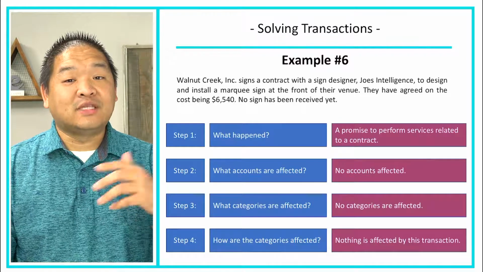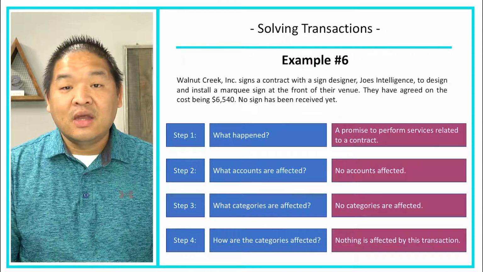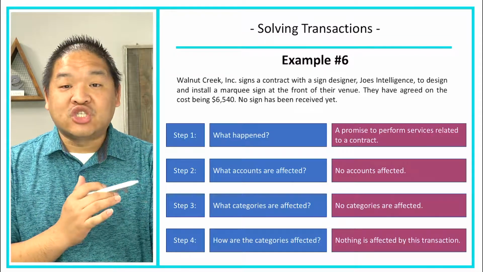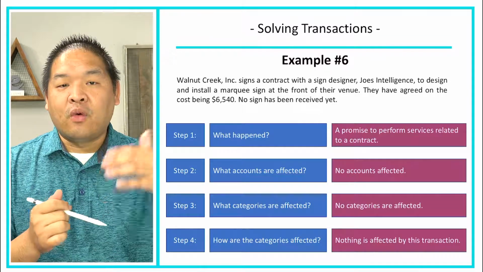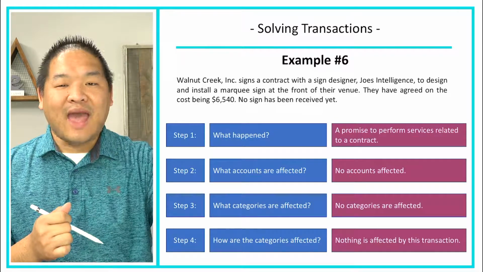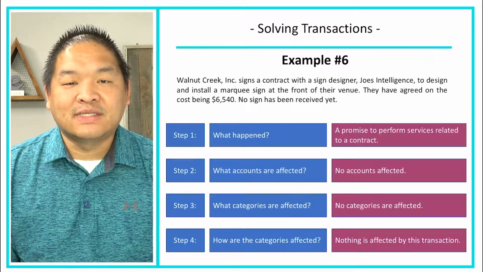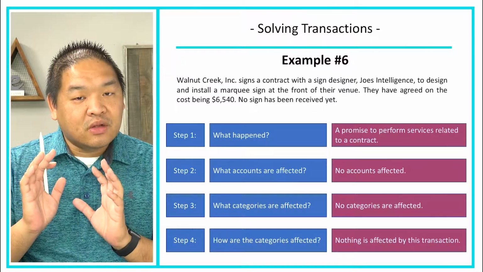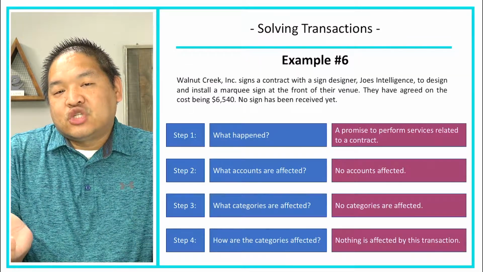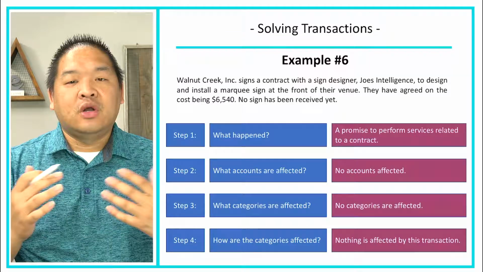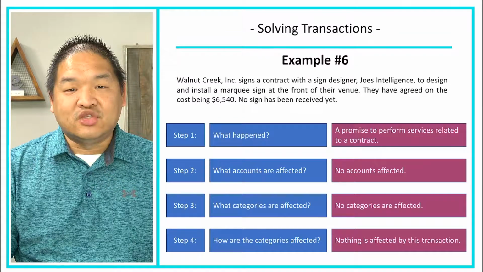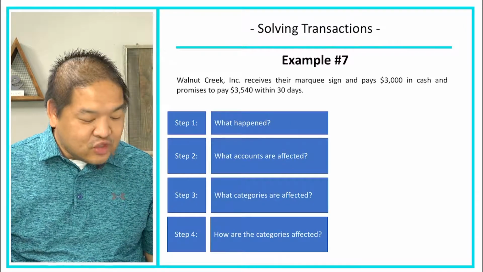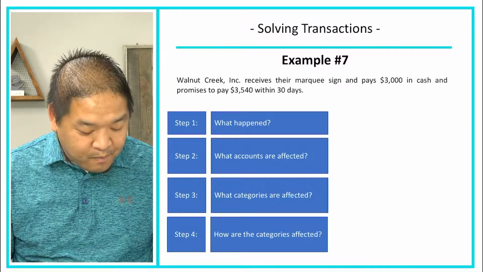Now, once the sign has been delivered and installed, then we have a transaction, which means that we are exchanging a sign for a promise to pay or cash, however we're going to settle that bill. Then an exchange has occurred. So this is just purely a promise, but nothing's really exchanged. So because nothing's exchanged, we don't have any journal entries, we don't have any transactions, we don't need to do anything with this. So we are going to move on to example 7, okay?